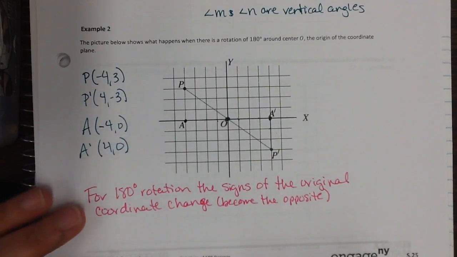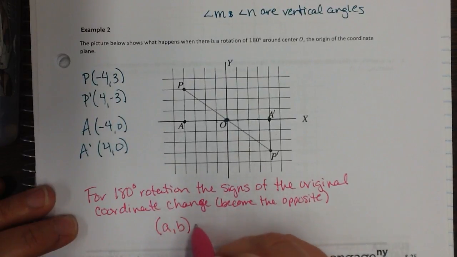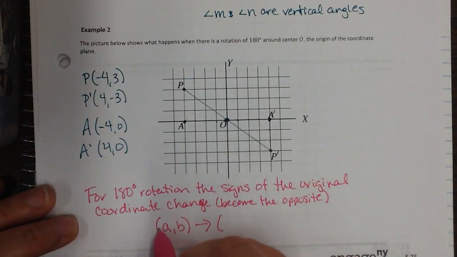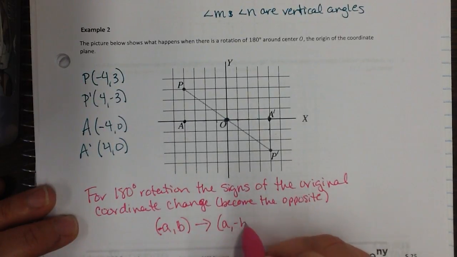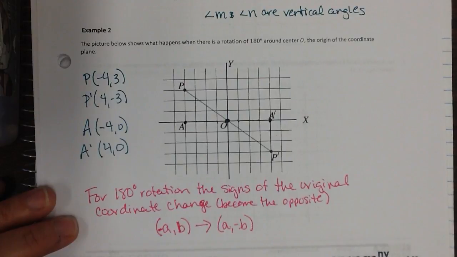And here's an example. If I have a point, and we're going to say it's (a, b), it changes and becomes the opposite. This is negative, so it becomes positive. This is positive, so it becomes negative. The signs change. Everyone good with that?